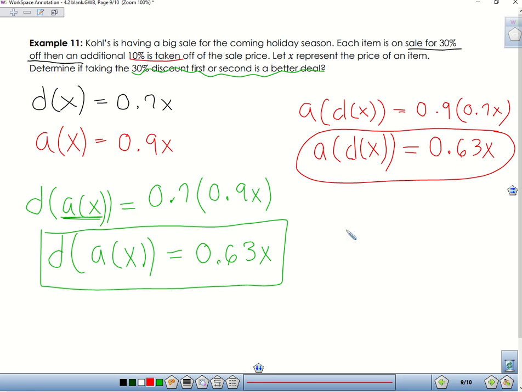So, does it matter which coupon they apply first? No. You're going to get the same results either way, so it doesn't matter. Now, can anybody explain to me why in the last situation it did matter which coupon came first, but this one it doesn't matter? What was the difference between those two problems? Yeah. The first one we're subtracting.